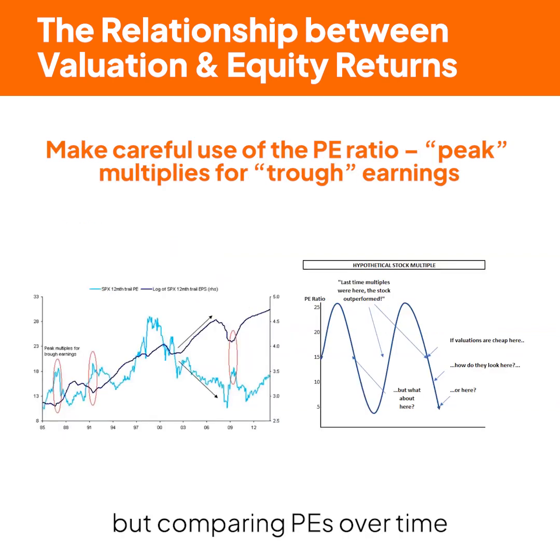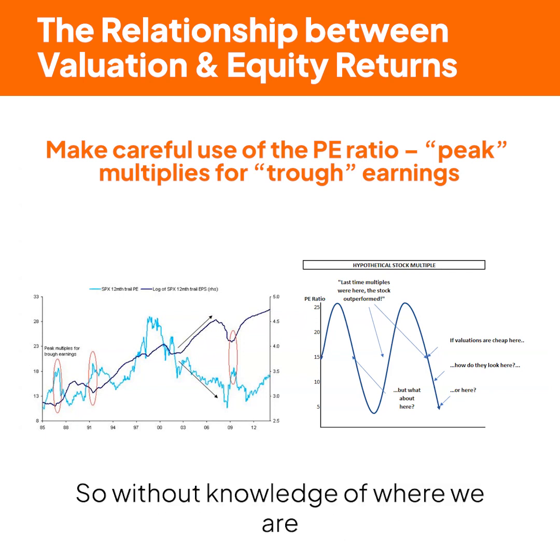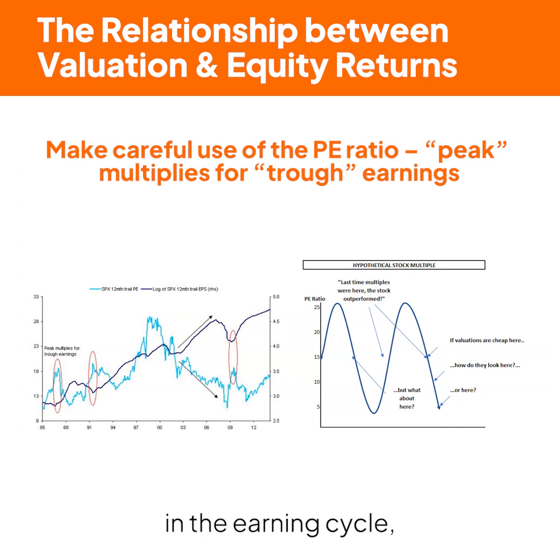But comparing PEs over time must be carefully assessed owing to earnings cyclicality. When we come to the end of a recession and earnings have plummeted, profit multiples tend to soar as the market starts to discount better times ahead. So in September 2009, earnings troughed, but the PE was 20 times. And in 1992, when the PE hit a high of 19 times, it was only the start of a decade-long rally. In contrast, as earnings reach peak, the market discounts a weaker trajectory ahead, and the PE contracts. So without knowledge of where we are in the earnings cycle, the PE ratio becomes less useful as a concept.